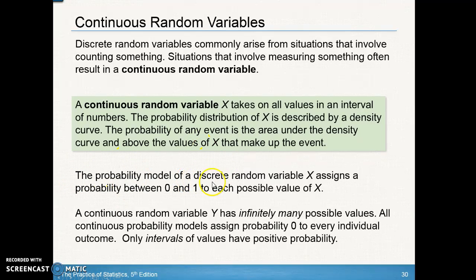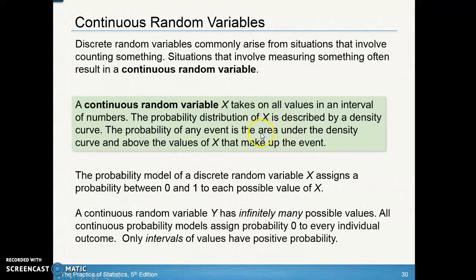The probability model of a discrete random variable x assigns a probability between 0 and 1 to each possible value of x. So for a discrete random variable, we have our table, we have our possible values of x, and then we have the probabilities that add up to 1 in our table. A continuous random variable y has infinitely many possible values, or infinitely many probabilities. So all continuous probability models assign a probability of 0 to every individual outcome. Only intervals of values have positive probability. Just remember back when we did normal curves, we couldn't ever find the probability of one event occurring. It always had to be an interval.